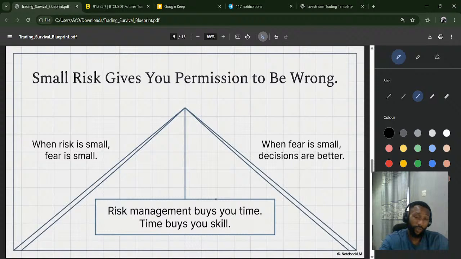Remember, your job as a trader is not to make money. Your job is to survive. I'm saying that again so that you guys remember. Your job as a trader is not to make money. Your job as a trader is to survive.